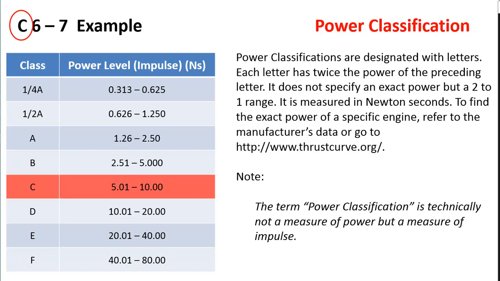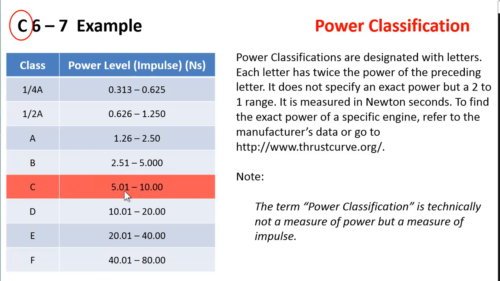Let's start with the power classification part of the part number. Power classifications are designated with letters. Each letter has twice the power of the preceding letter. It does not specify an exact power, but it specifies a 2-to-1 range. In other words, the C engine, our example, because we have a C67, has a power level of somewhere between 5.01 and 10 newton seconds. That's why it's classified as a C engine.